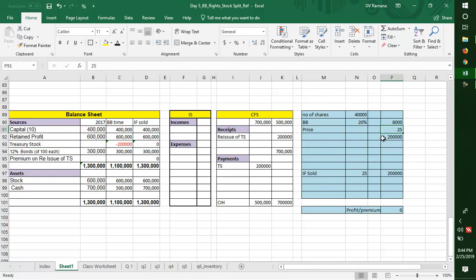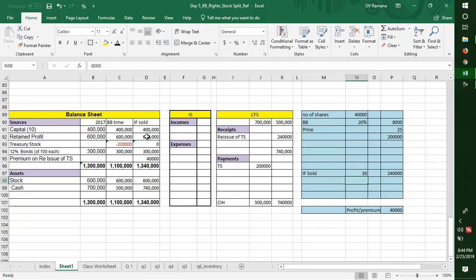Suppose they purchased at 25 but they sold at 15. If they sold at 15, there is a loss. So this loss should be adjusted against the retained profit instead of showing it as a negative premium. Okay, so let us go back to the original number, 30. So the profit on the sale of shares will be shown as a premium, or sometimes it can also be included in the retained profit.